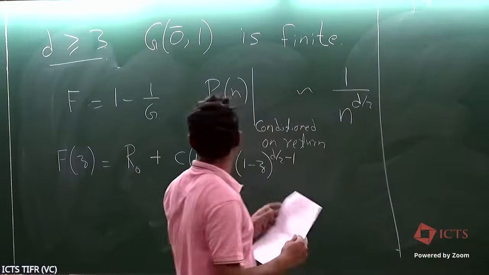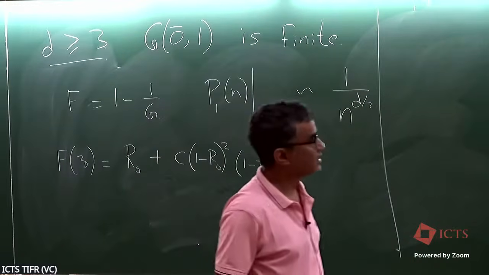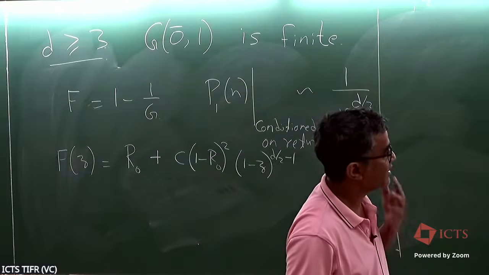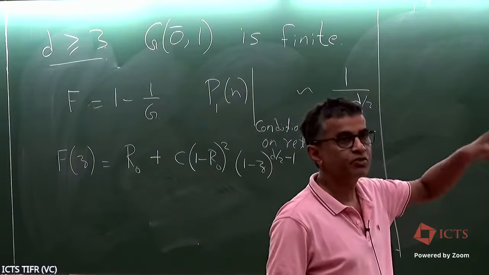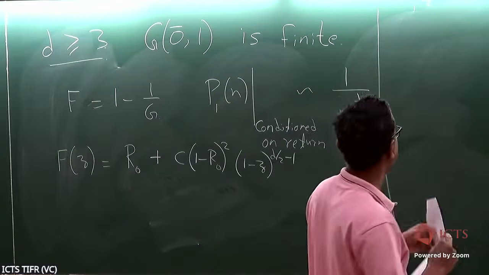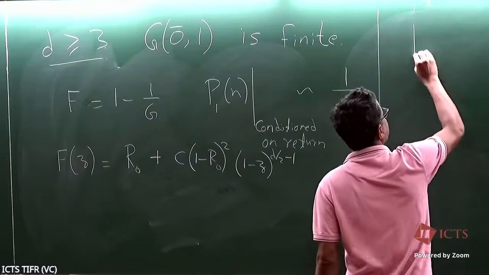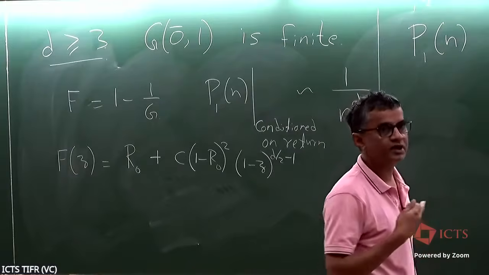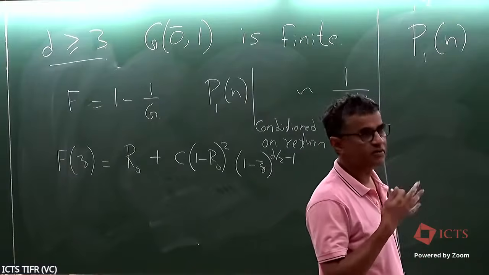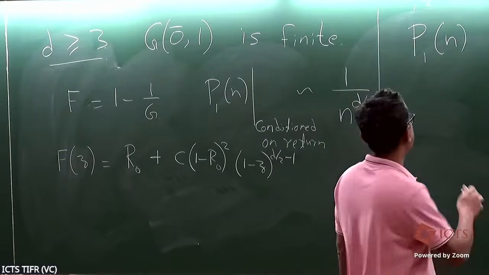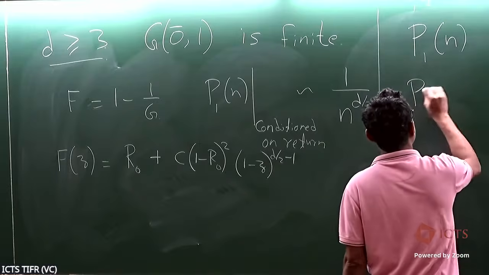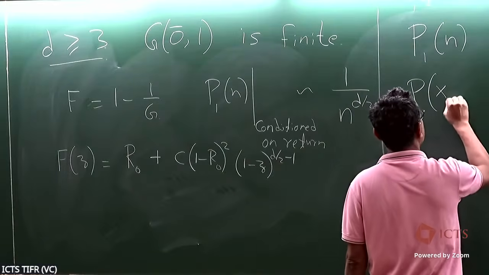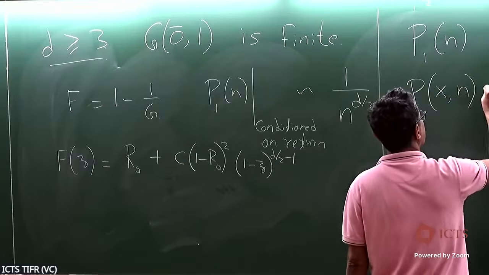Okay, now we'll do something slightly different. So far we have just been looking at asymptotics, but can we actually find an exact formula for P of n? So far we only computed at large n what the form is, but can we find an exact formula? For this quantity, P of x n in 1D, we know the exact formula.